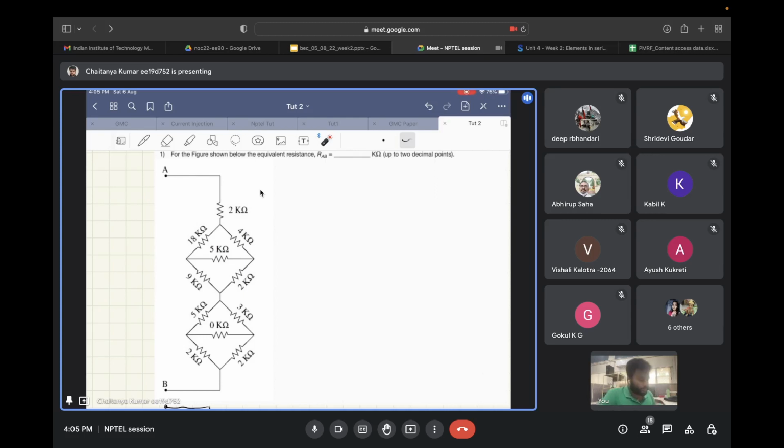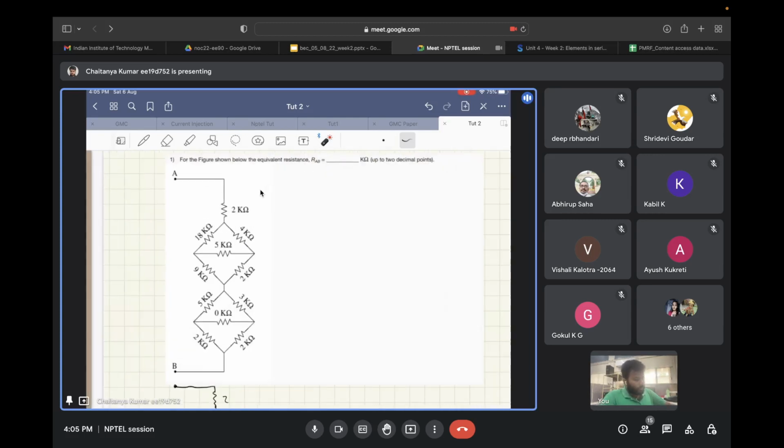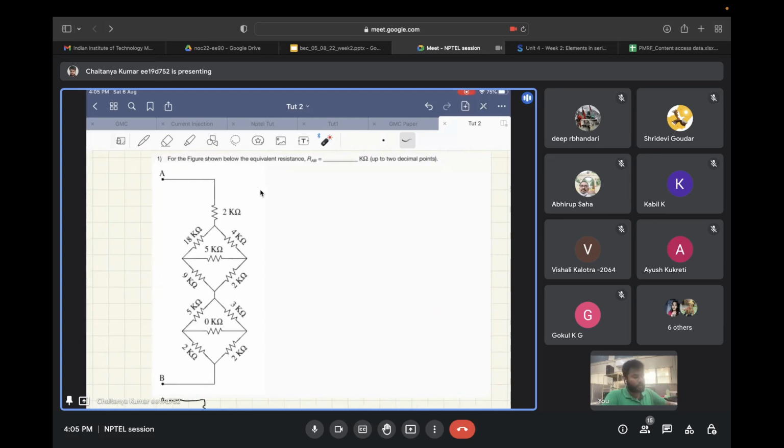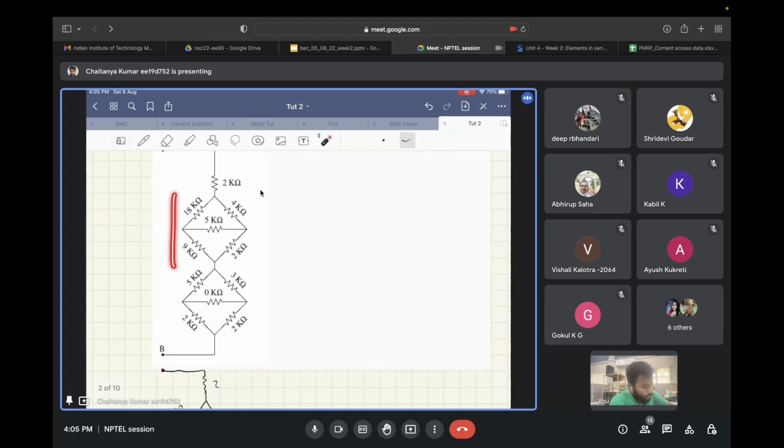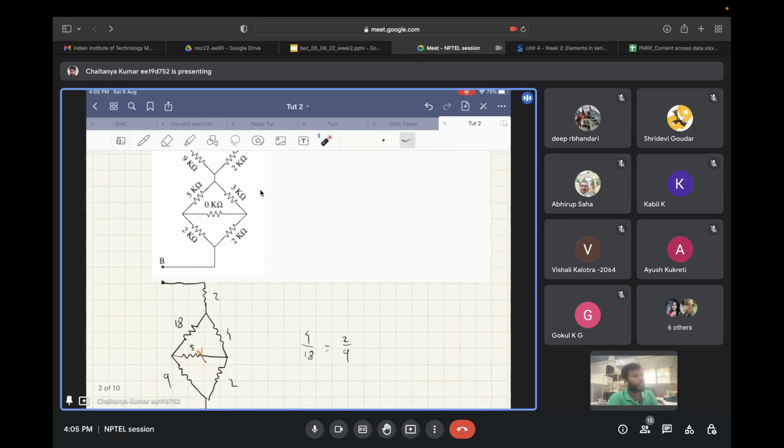Okay, let's look at the solution for this. You need to find the equivalent resistance across this point A and B. So we have two complicated networks in this. Now, are you guys familiar with the Wheatstone bridge? Can someone confirm? Sorry.